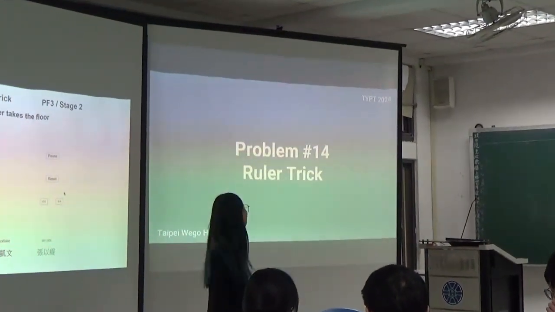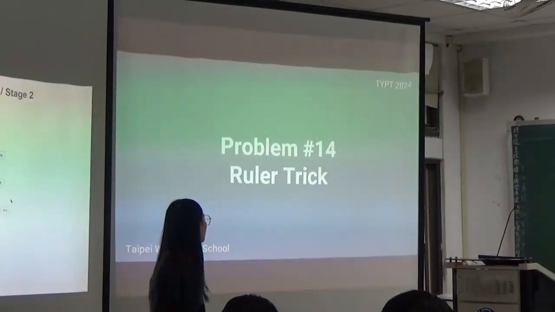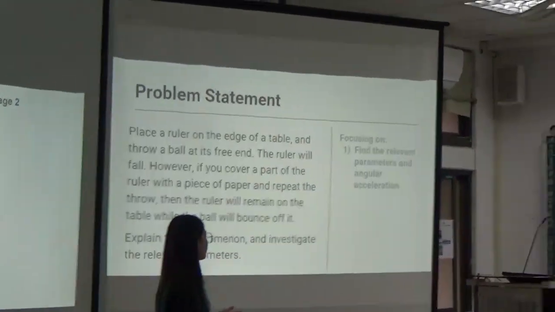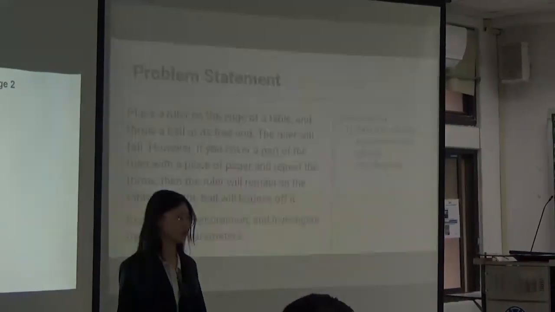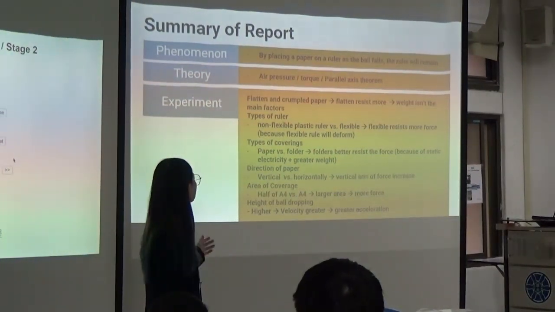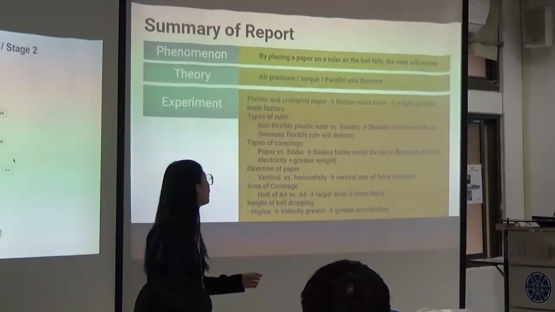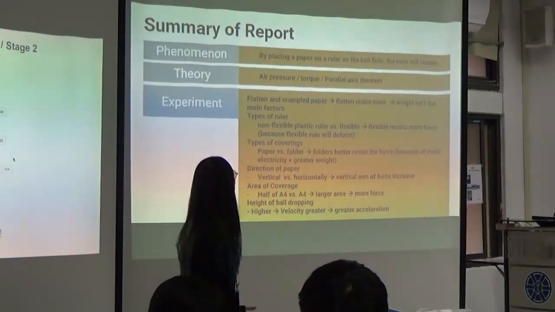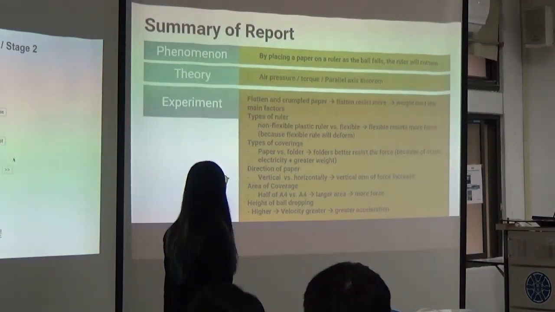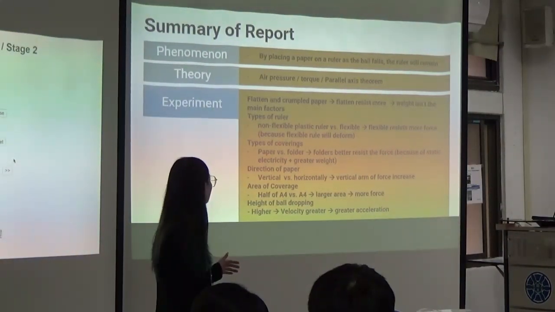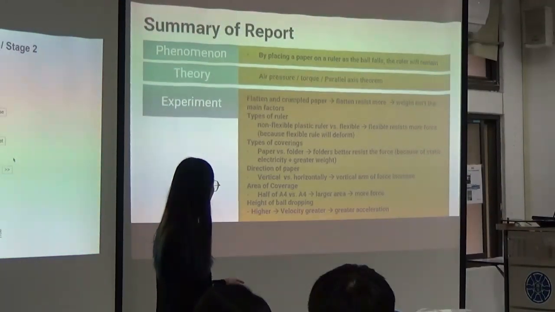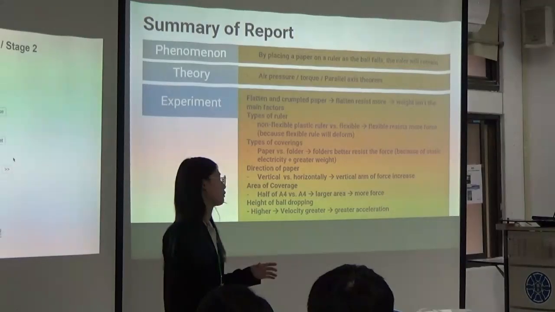Fellow debaters, this is Team E1's report review for Team E1. Below is the problem statement, and the reporter team is focusing on the relevant parameters and also angular acceleration. To summarize the report, they explain the phenomenon by placing a paper on a ruler as a bowl, and when the ball falls, the ruler just remains on the table. They use air pressure, torque, and the parallel axis theorem to explain this phenomenon. In the experiments, they first do a preliminary experiment using flattened and crumpled paper to choose which kind of paper to use.